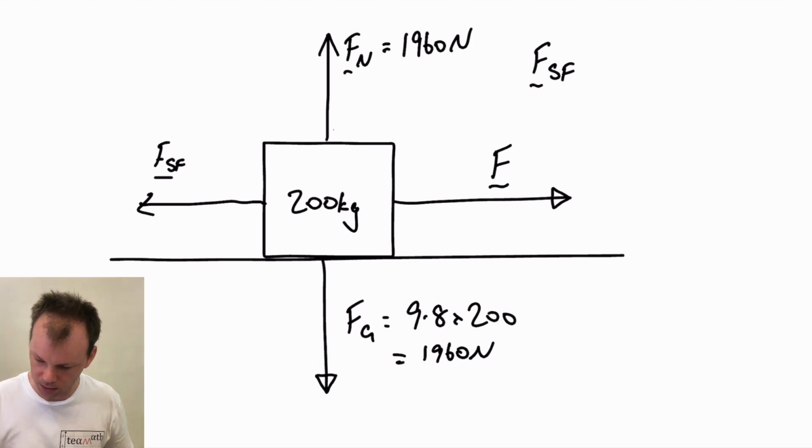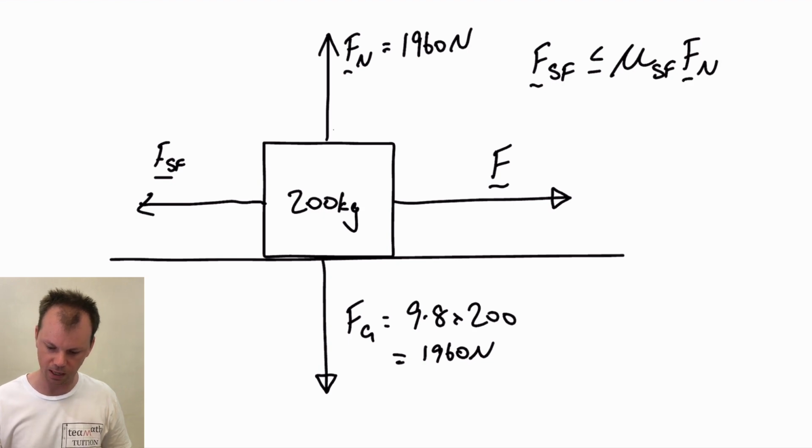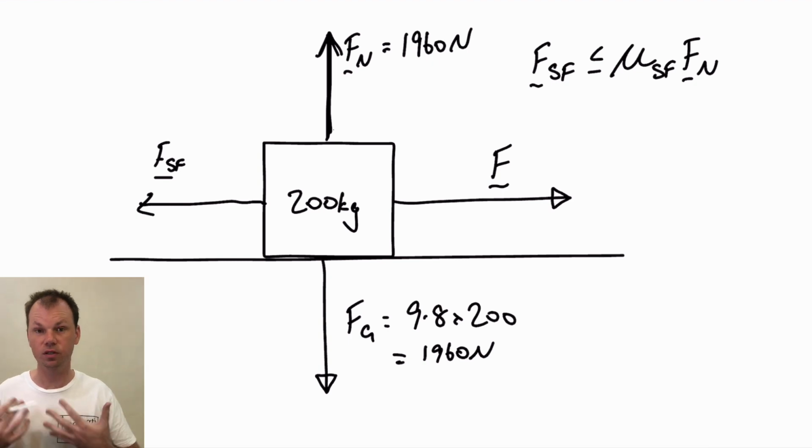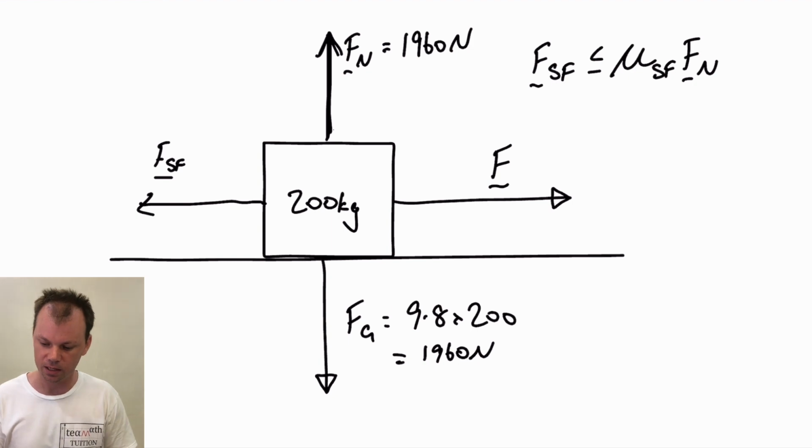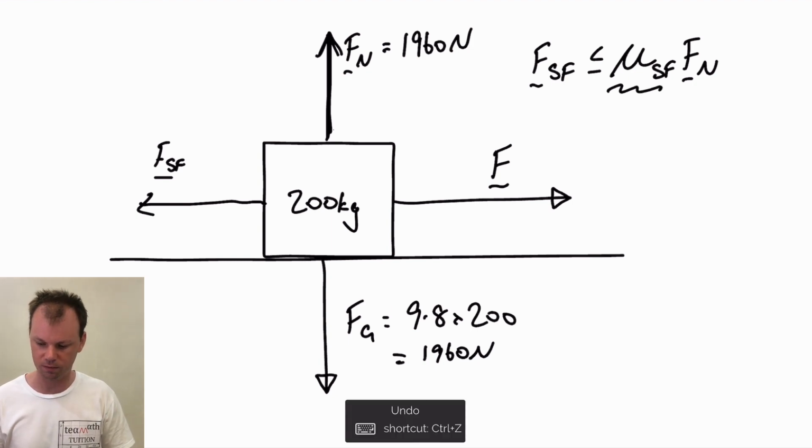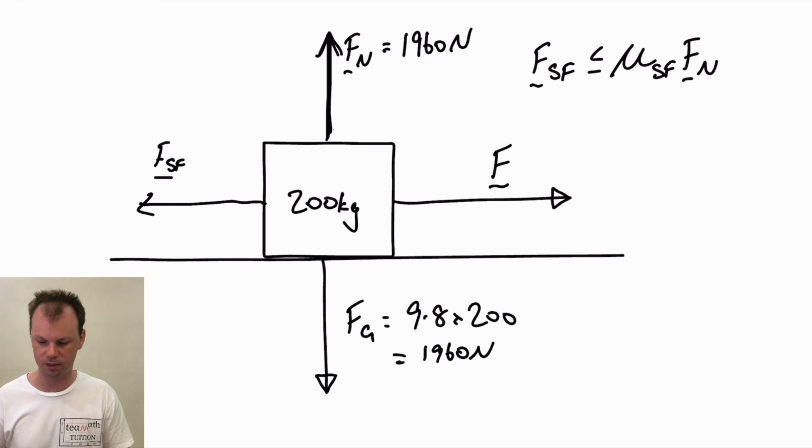So this force of static friction turns out to be less than or equal to, and I've drawn that the wrong way, less than or equal to some frictional coefficient, we'll call it μ_s here, times the normal force, which is this guy up here. So this is what the static friction is. It's related to the normal force, which again is related to how heavy the object is. And it's related to this roughness factor, which we call the coefficient of static friction.